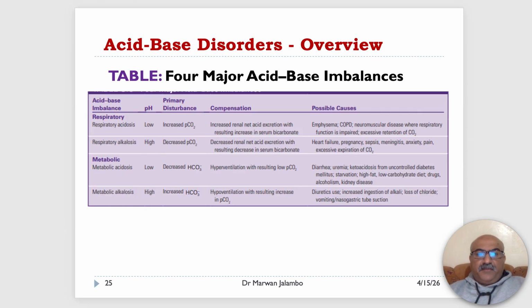In this table, there are the four major acid base disorders. All acid base disorders can be classified based on two factors. The primary problem, is it metabolic or respiratory? And the resulting pH, is it acidosis or alkalosis? This gives us four main disorders.